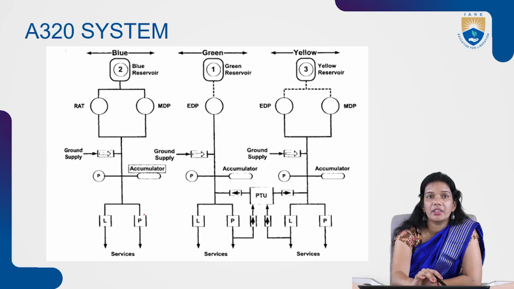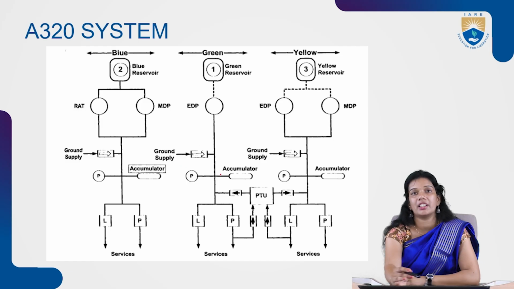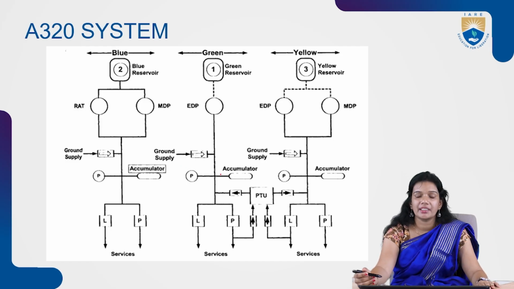So services are wherever it is required. So for that requirement, it is moving. Even in the green system also, to the services you have whatever the accumulator or the ground supply from this particular EDP, you are taking that source, right?